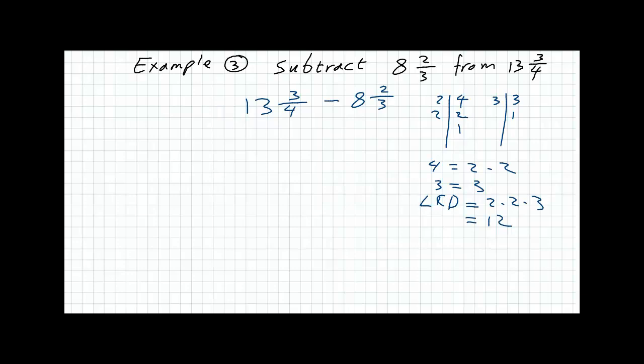So directly we go and rewrite our question, 13 with a denominator 12 minus 8 with a denominator 12 also. Now 4 became 12 by multiplying by 3, so multiply the numerator also, we have 9, and 3 is multiplied by 4, so we will multiply the numerator by 4, it will be 8. Now we can complete our answer. 13 minus 8 is equal to 5, 9 minus 8 is 1, and we have the same denominator.